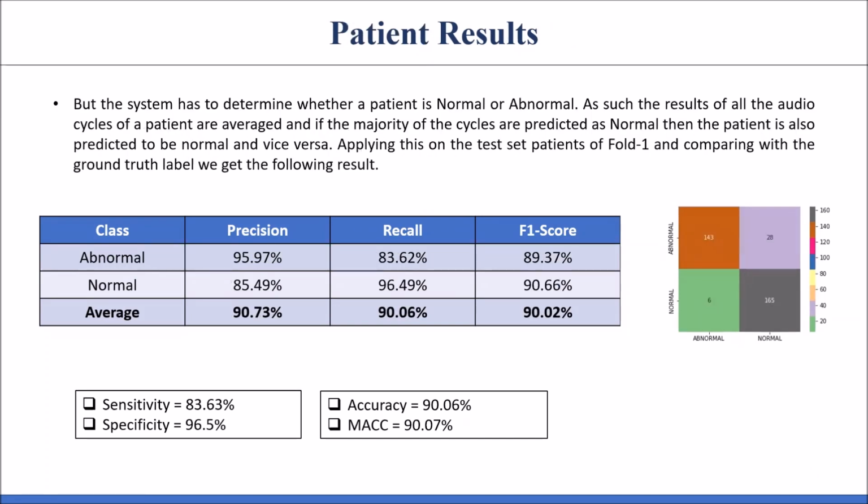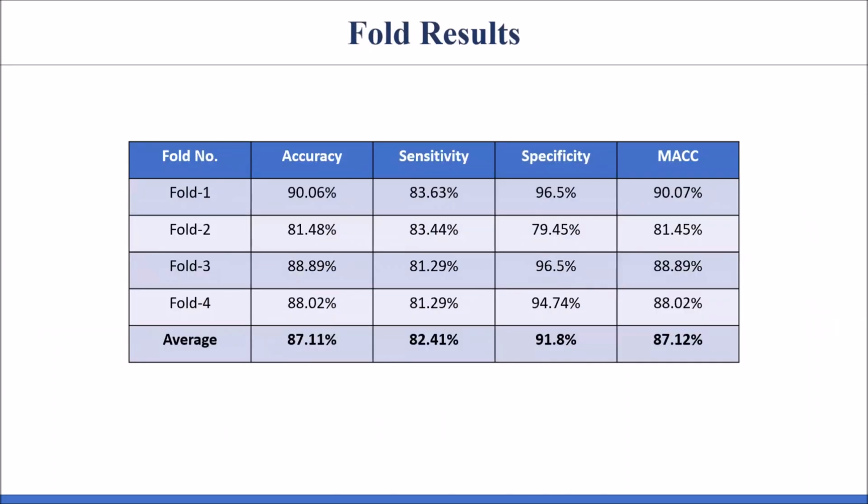But ultimately, the system has to give predictions at patient level, so we average the results of all the audio cycles of a patient, and if the majority of the cycles were predicted as normal, then the patient was predicted to be normal, and vice versa for the abnormal case. This method further increases the performance of our proposed system. In this setup, we tested our fold 1 test dataset, and the model achieved a very high accuracy of 90.06% and predicted correctly for most of the patients of both classes.